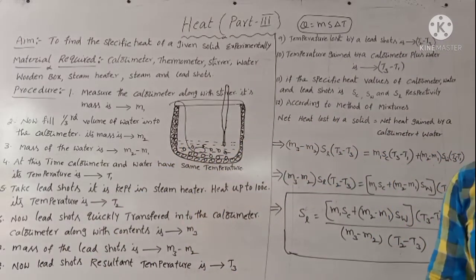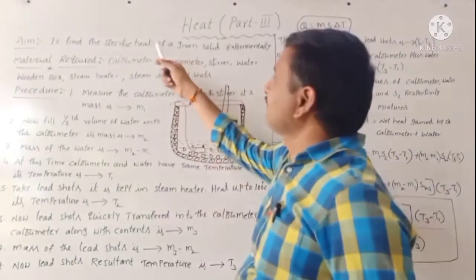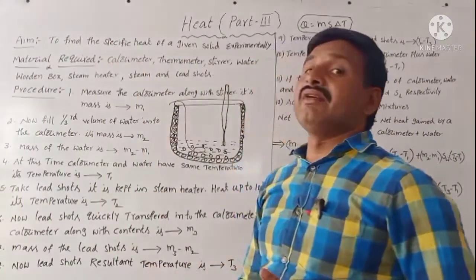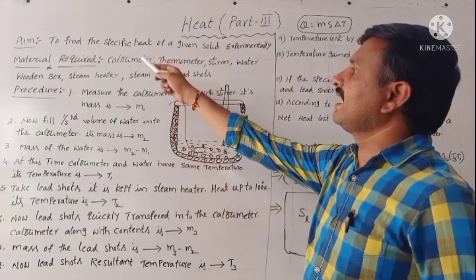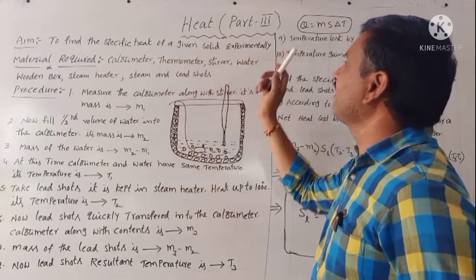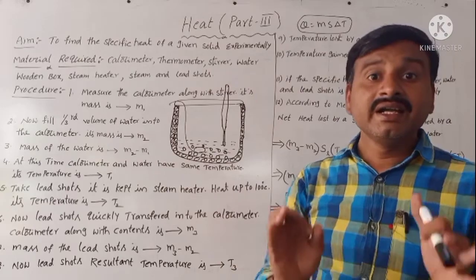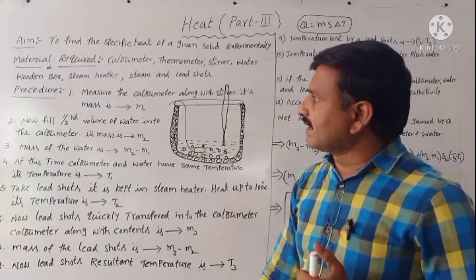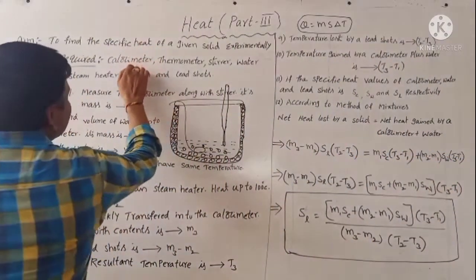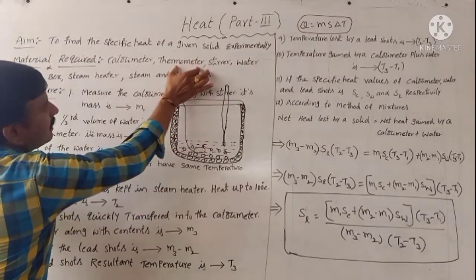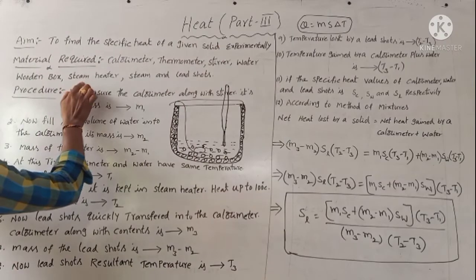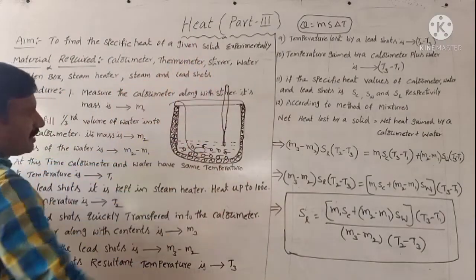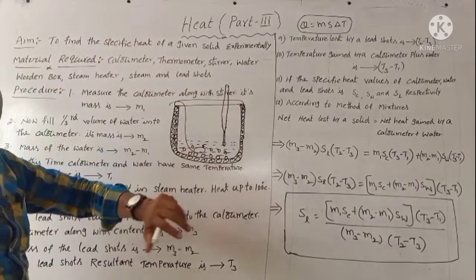Again, listen carefully. It is a very important question. Okay, so the aim. What is the aim? To find the specific heat of a given solid experimentally. After that, the material required. Which materials are we using? Calorimeter, thermometer, stirrer, water, wooden box, steam heater, steam and lead shots. These are the materials required.